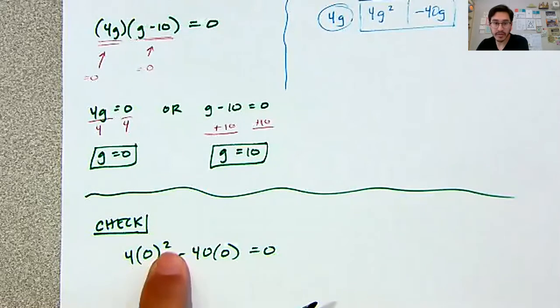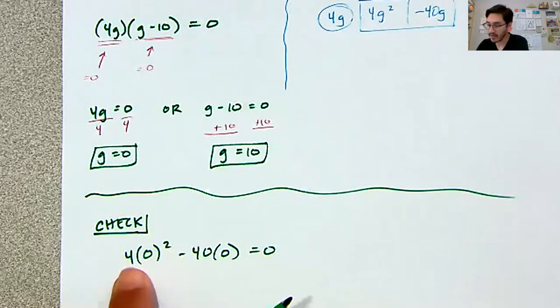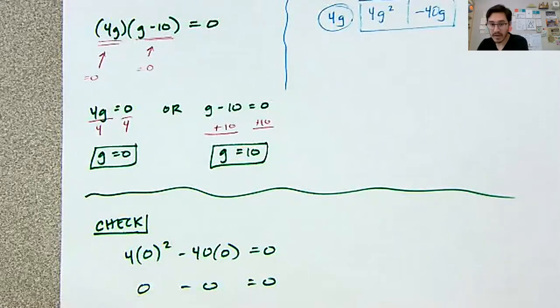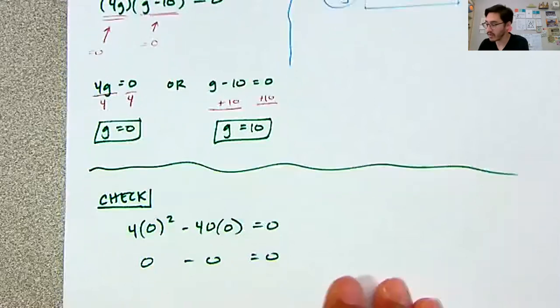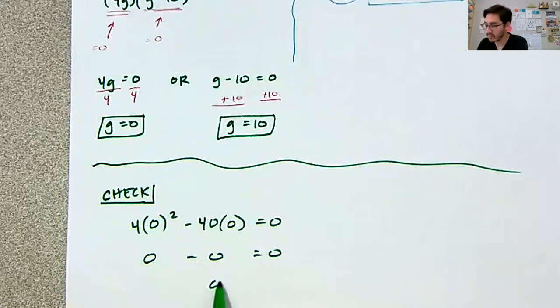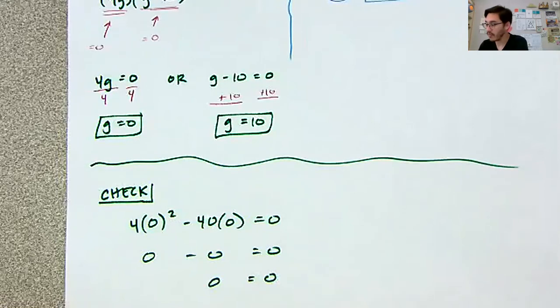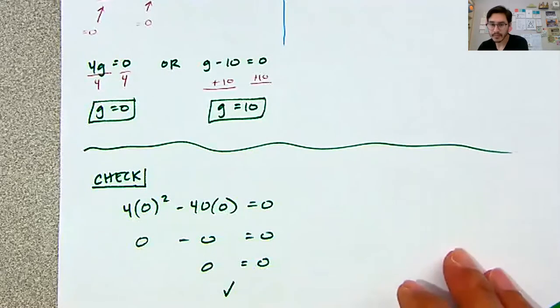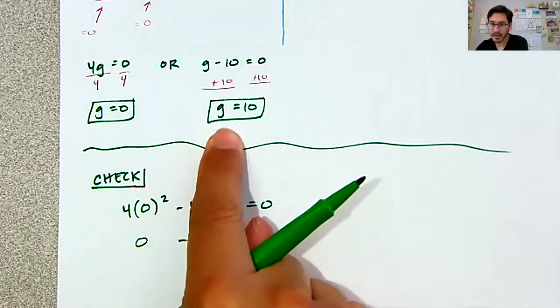Well, I know 0 squared is 0. And if you multiply that by 4, it's 0. 40 times 0 is 0. So we have 0 minus 0 equals 0. Of course, 0 minus 0 is still 0. And so we can see that 0 solves the equation. It makes this equation true. All right, let's test the other value, 10.